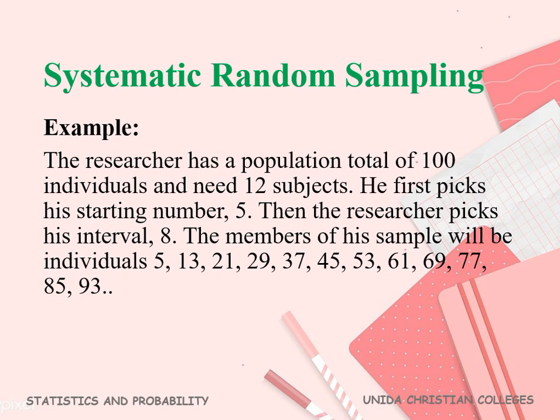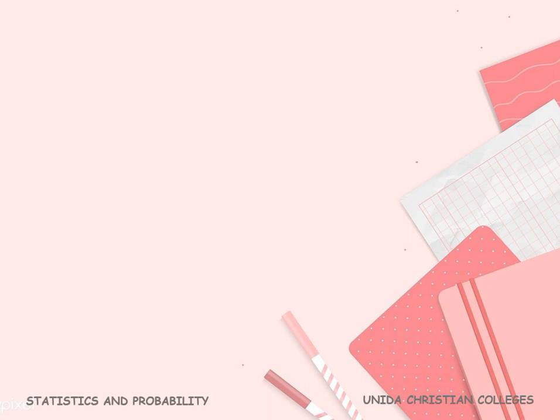So, anong ginawa niya? Nag-pick mo na siya ng unang number, which is yung pang-fifth, yung pang-fifth po sa member. And then, sabi niya, yung interval daw dapat ng bawat member ay 8. Yung gap nila, 8. So, 5, si pang-fifth member, and gap is 8. So, yung pang-13th member, gap ay 8 ulit. Pang-21, gap ay 8. Pang-29, and so on and so forth. So, meron na siyang 12 na respondents or sample. And that is a systematic random sampling. Okay, next. Third, we have the stratified sampling.